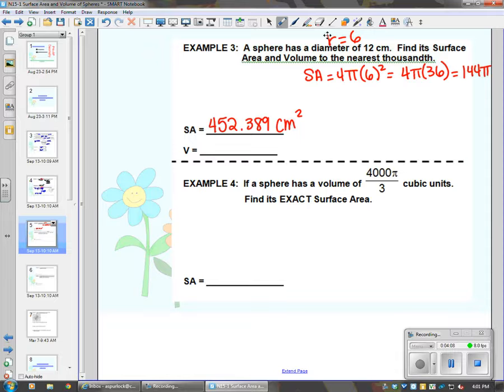Now let's find the volume next. Volume again is 4 pi r cubed over 3. So 4 pi times our radius, which we found to be 6 a minute ago, cubed, divided by 3. When I typed all of that in the calculator at once, I got 904.779 centimeters cubed.